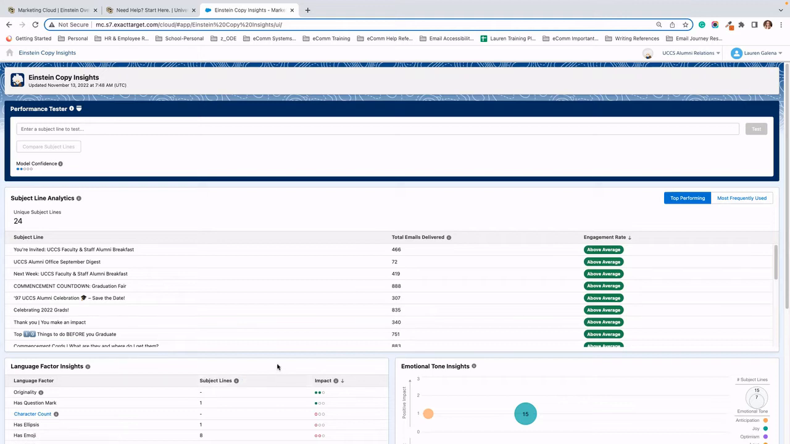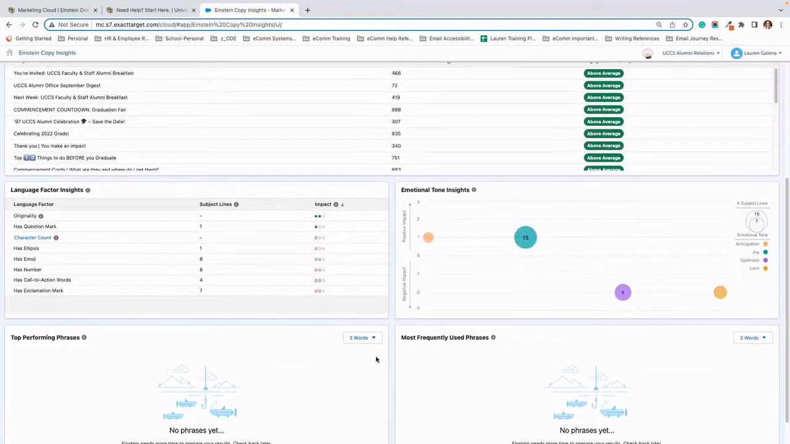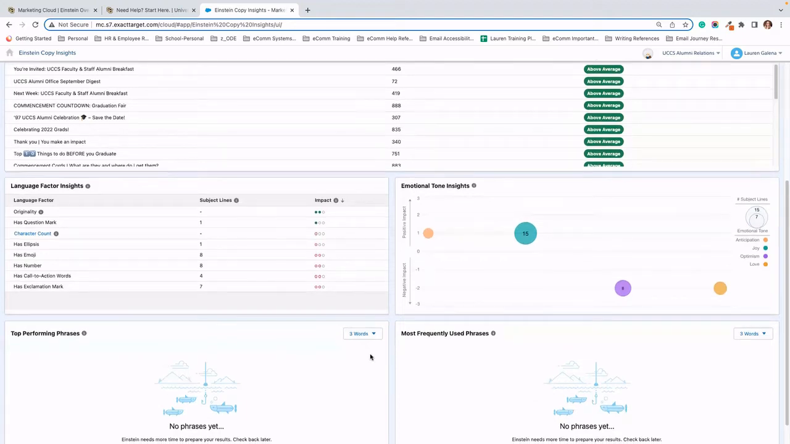So for this, the data input for language analytics and insights includes subject lines sent from a single business unit within the past 90 days. And the data output are the language analytics and insights. And then down here, top performing phrases and most frequently used phrases.